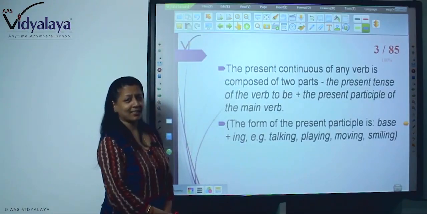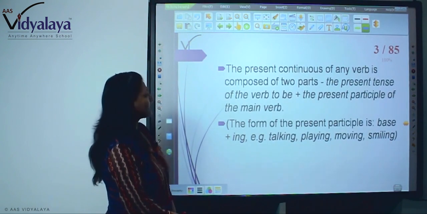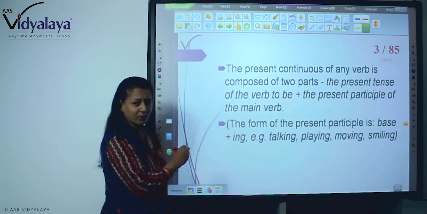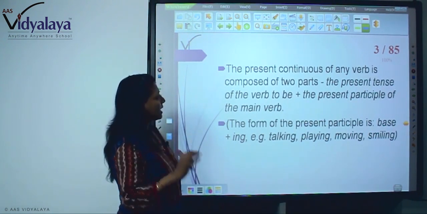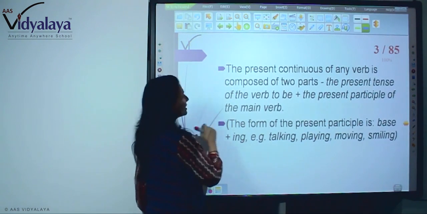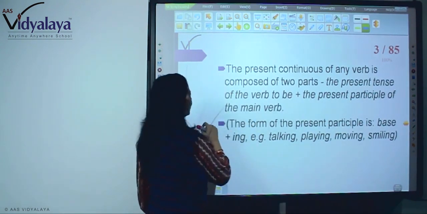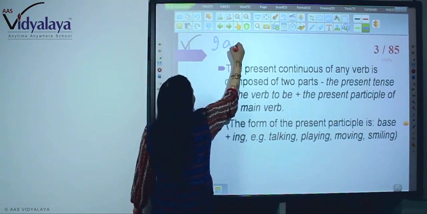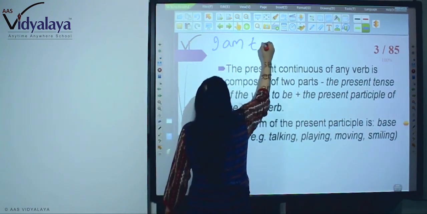So, what is present continuous? Present continuous of any verb is composed of two parts: the present tense of the verb to be and the present participle of the main verb. Here you are seeing the present tense of the verb to be. For example, I am taking an example: I am teaching.